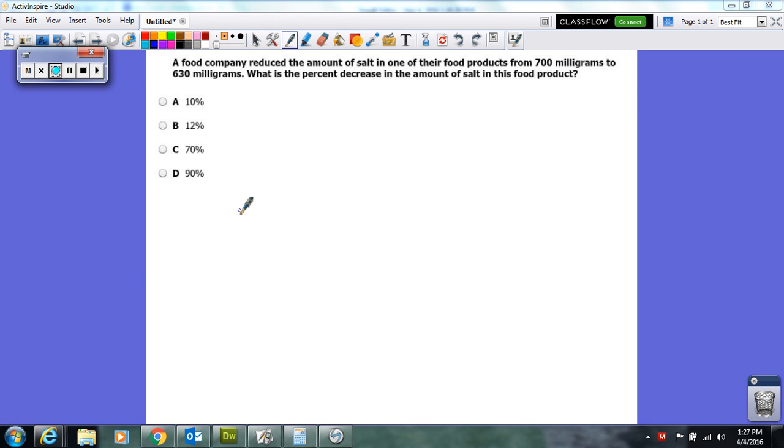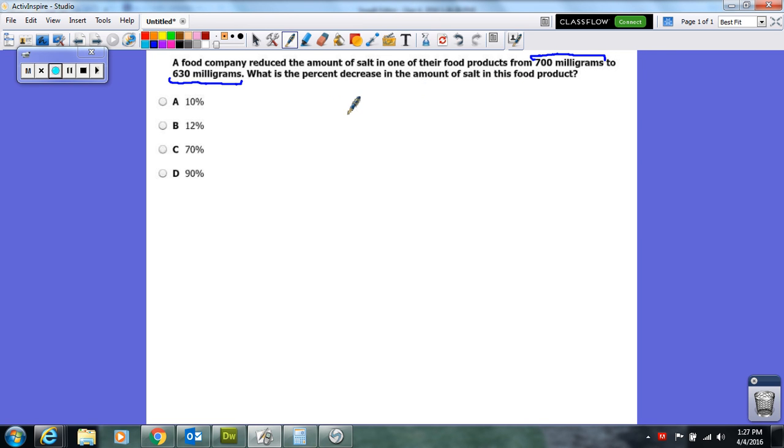This is our first word problem that we've encountered, and let's go ahead and read it together. It says a food company reduces the amount of salt in one of their food products from 700 milligrams to 630 milligrams. So we can see a reduction from 700 down to 630. What's the percent decrease in the amount of salt in this food product?